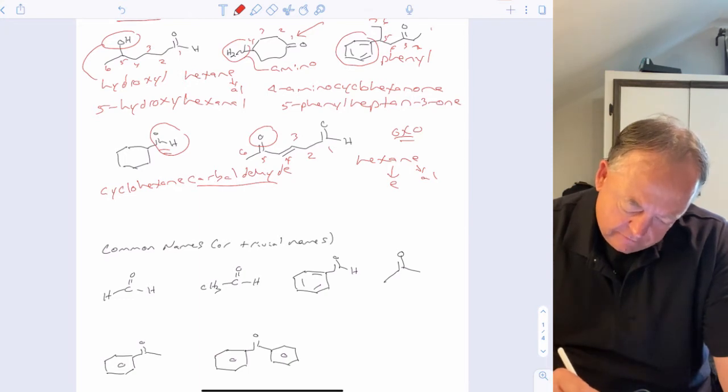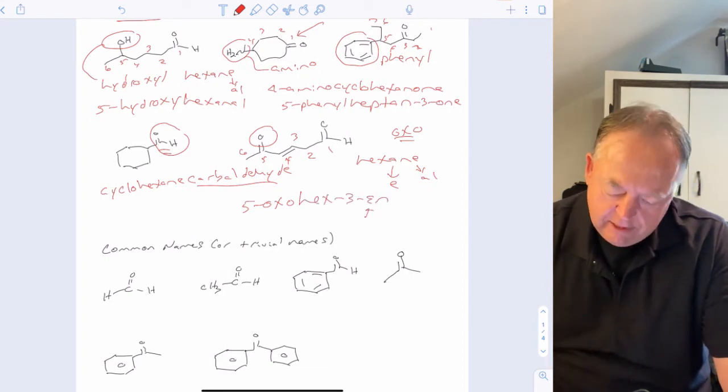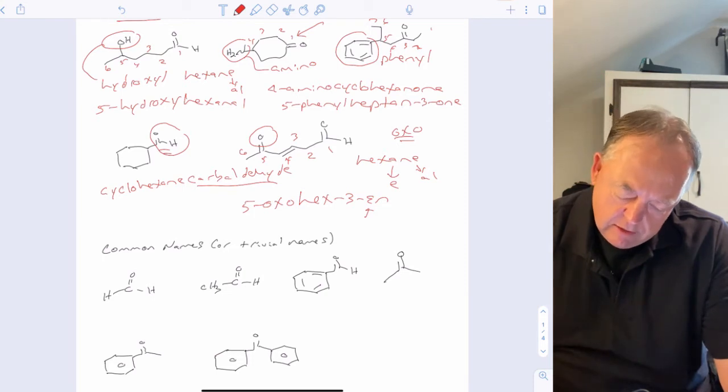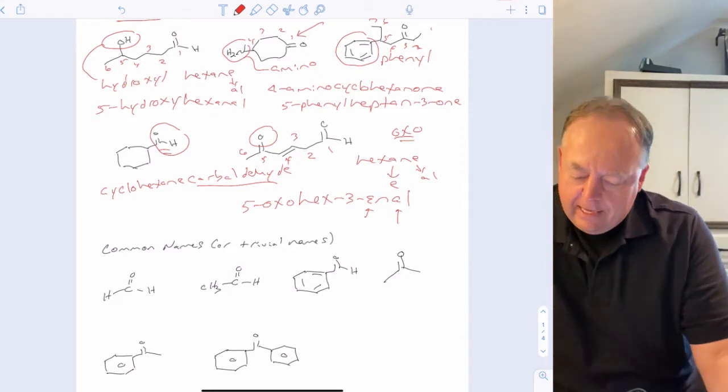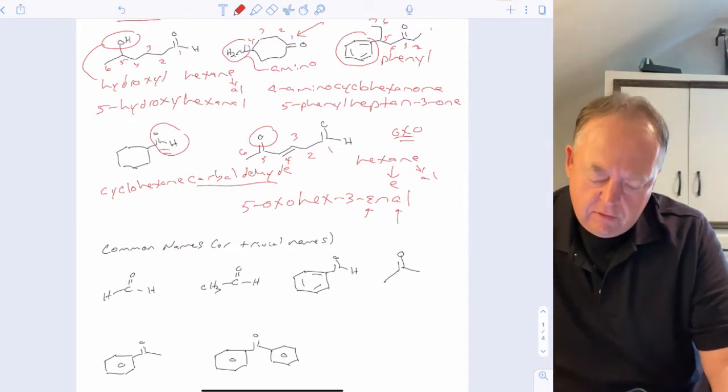So that would be 5-oxohex-3-enal. Put the 3 right before the E, which is what tells you it's a carbon-carbon double bond, and then AL. And you don't need a 1 in front of the AL because aldehydes have to be at carbon number 1.